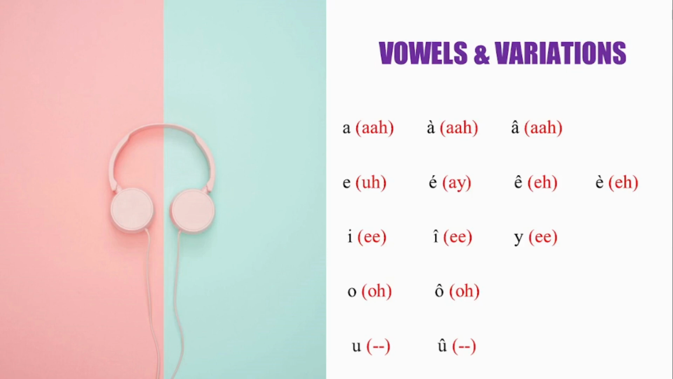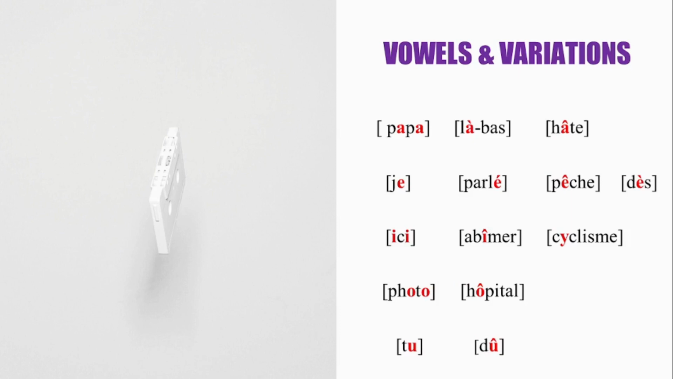All right, so now we are going to look at some words that contain these vowels, so we can practice a little pronunciation. So now we have papa, là-bas, at, right? Again, papa, là-bas, at. Encore une fois. Papa, là-bas, at.